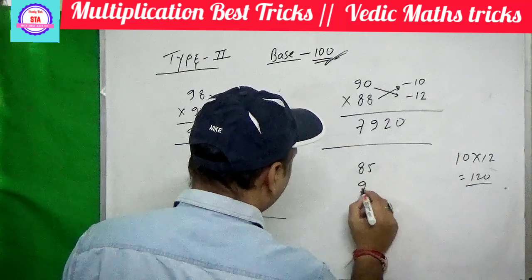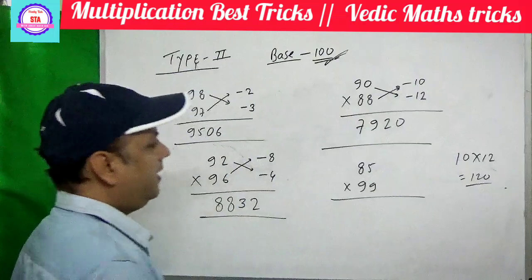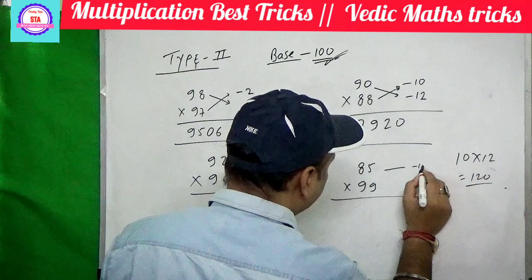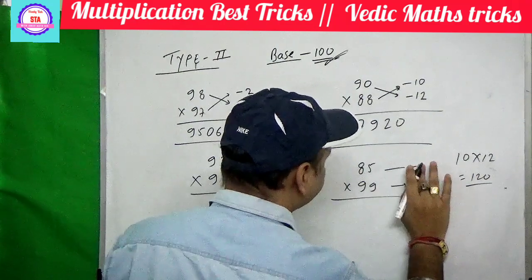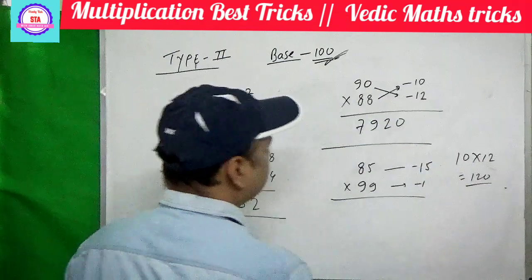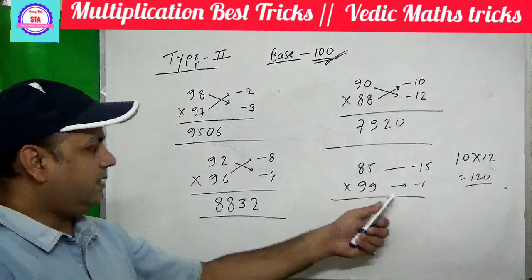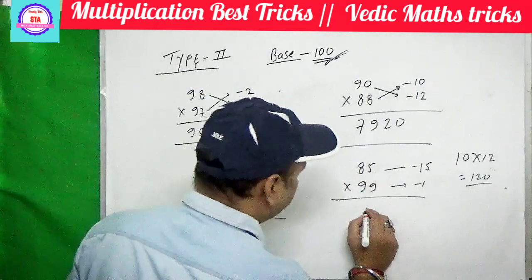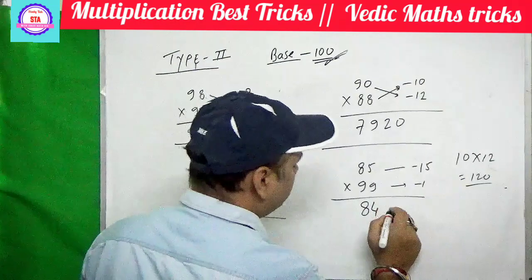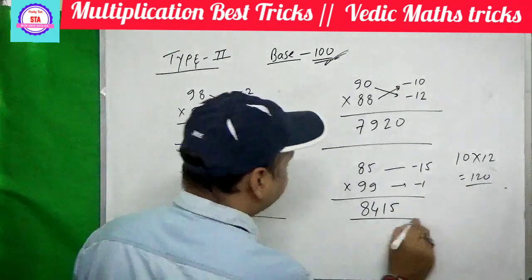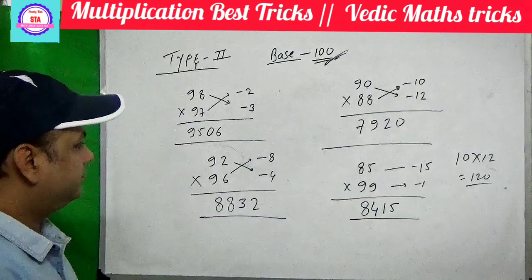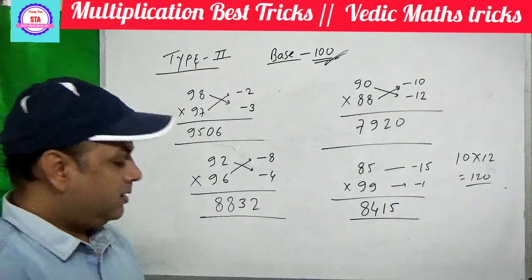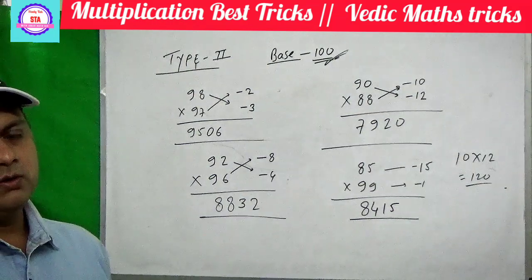85 into 99. Write down minus 15 and minus 1. 85 minus 100, that is minus 15, or 99 minus 100, that is minus 1. 85 minus 1, that is 84. Minus 15 into minus 1, that is 15. Now clear? You can multiply these types of multiplication in just seconds.